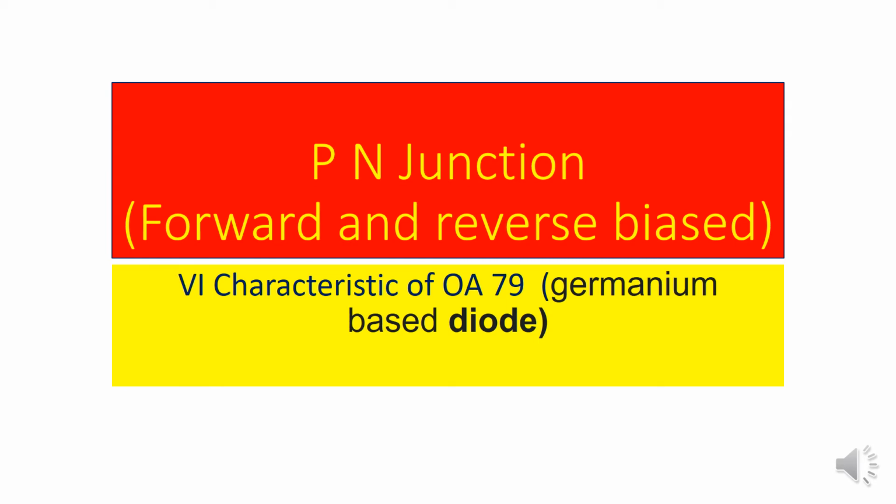In this experiment, we will study the PN junction characteristics, forward and reverse bias. In this case, we will study the VI characteristics of OA79 diode, that is a germanium based diode. For this diode, we will study the VI characteristics.